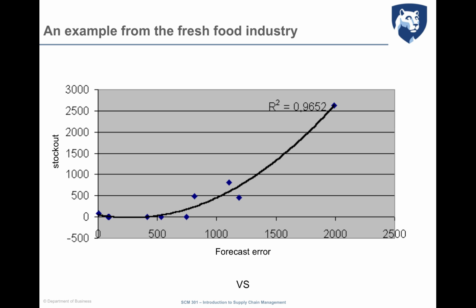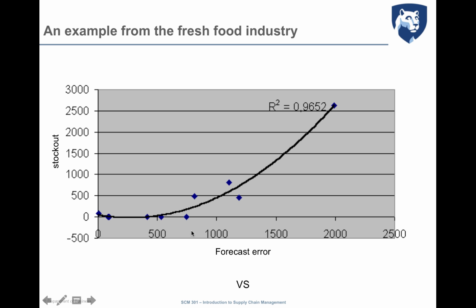This is a practical example taken from a company in the fresh food industry that has tried to model the curve of the stock out, which was the main consequence of the forecast error, as a function of forecasting error. You see here that before, let's say, 750 units, the cost of stock out was minimum.